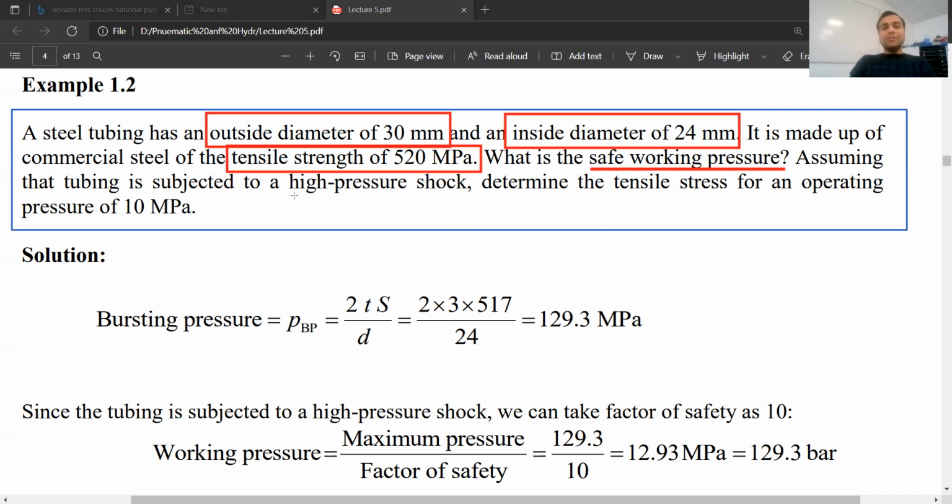Now, it's also mentioned it's used in high pressure shock, which means we need to use a factor of safety of 10. We also need to find the tensile stress for a pressure of 10 megapascal. So if the operating pressure is 10 megapascal, we need to find the tensile stress.